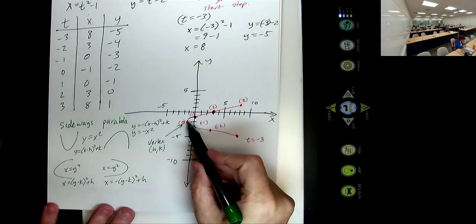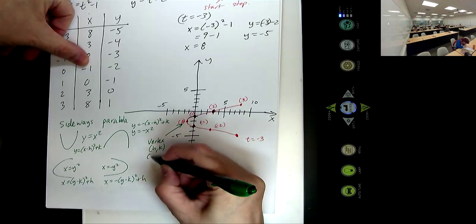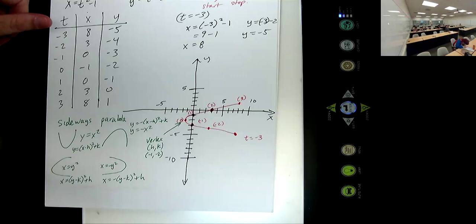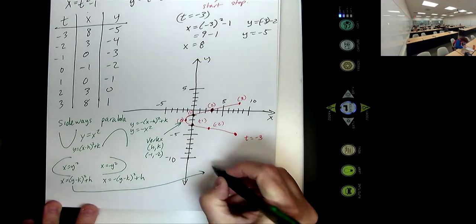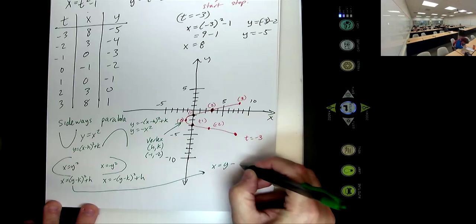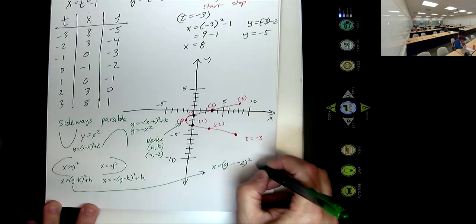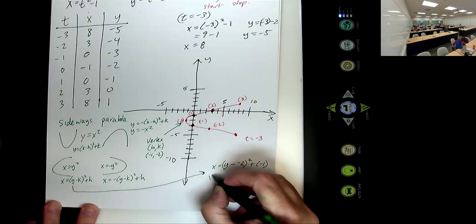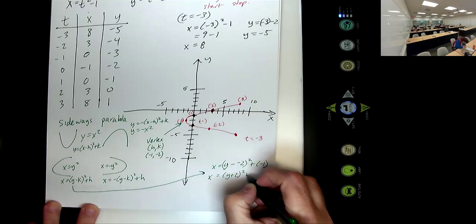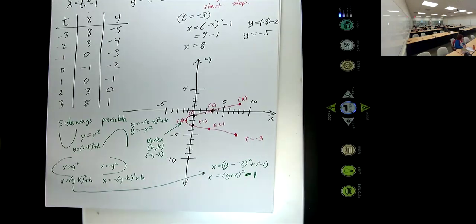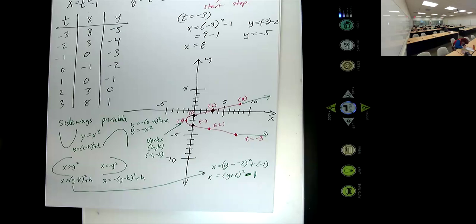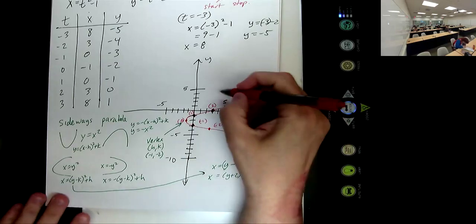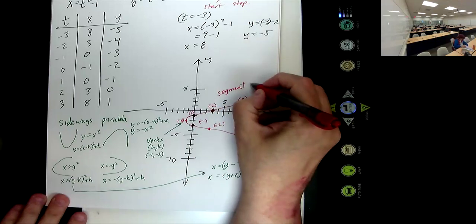Our vertex here was at timestamp 0. Our vertex is (-1, -2). Since it's opening to the right, it looks like it might be that one: x equals y minus k, which is -2, squared, and then h is -1. So it looks like it might be y plus 2 squared plus or minus 1. Now, the actual parabola would keep going, this one doesn't. That's important to know, this is just a segment of a parabola, since we restricted time.